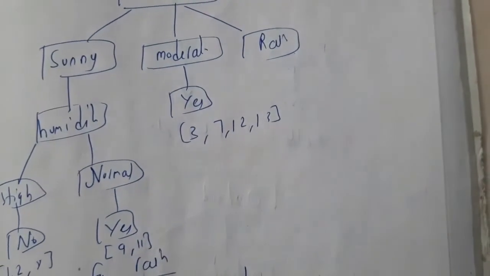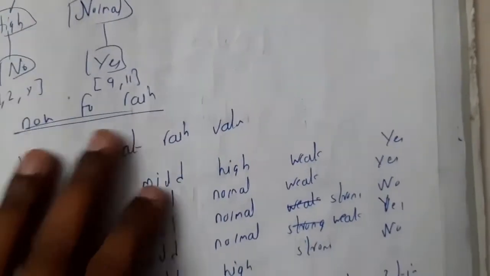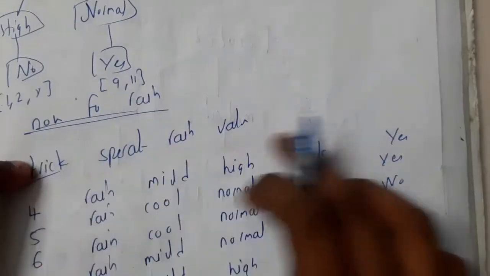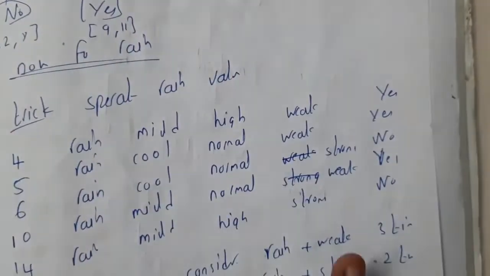If you observe moderate, whatever the situation, we are getting only yes. So directly you can write yes for the situations 3, 7, 12, 13. Okay. Similarly, you will be doing for rain. So for rain, I told you, right, we can write the table. Just write the table and observe, guys.